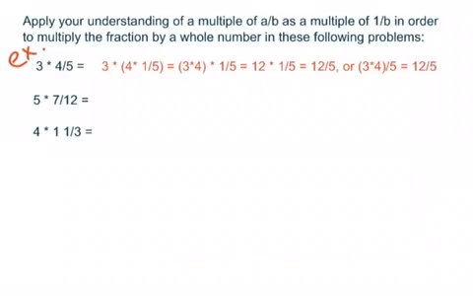All right, so let's apply your understanding of a multiple of a over b as a multiple of 1 over b in order to multiply the fraction by a whole number in these following problems. I thought that might be a little confusing to you, so I did one of the problems for you to show you what I meant. Okay, so if the problem is 3 times 4/5 equals, I want you to say, okay, so I could do 3 times 4 times 1/5 equals 3 times 4 times the 1/5, which equals 12 times 1/5, which equals 12/5. Or I could have written it 3 times 4 over 5 equals 12/5.